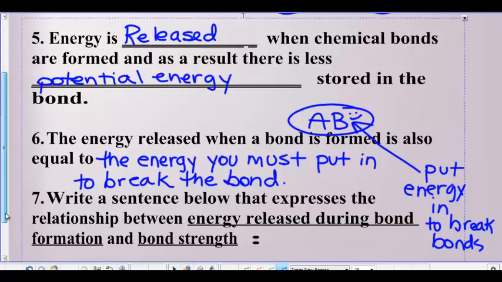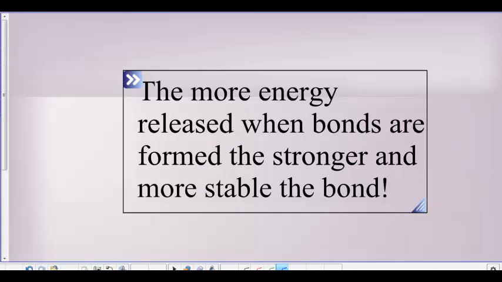And there's a relationship between how much energy you have to put in to break it and the stability of the bond or the strength of the bond. And it's a direct relationship, one you might expect. So, I think I have it here on the next page. The more energy you released when bonds are formed, the stronger and more stable the bond will be. Because that would really mean that bond is harder to break.